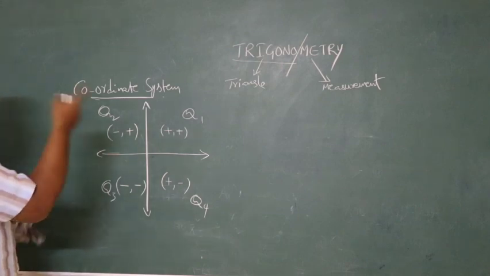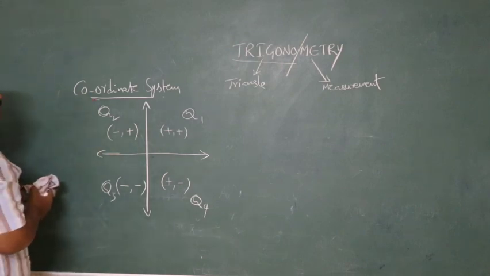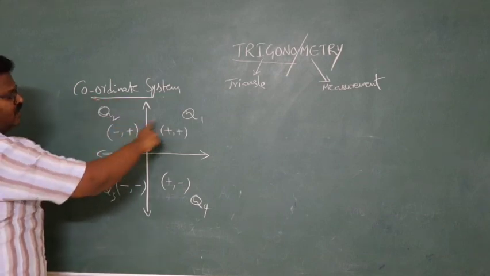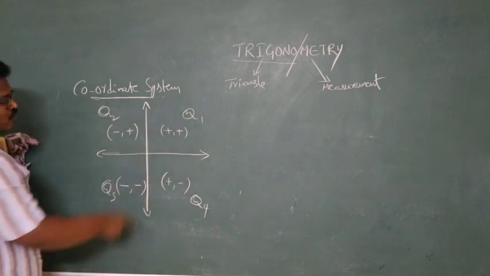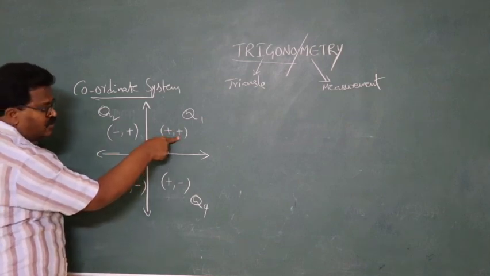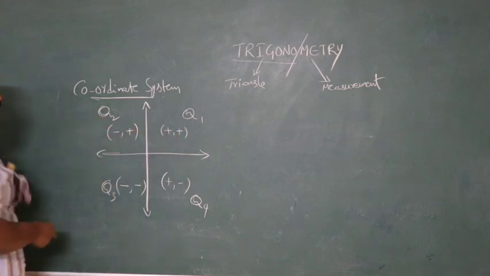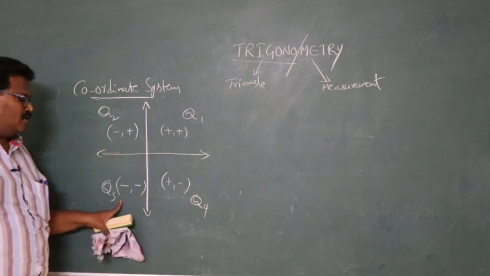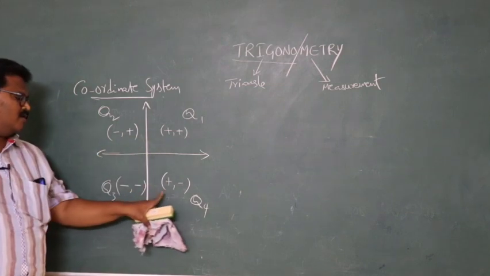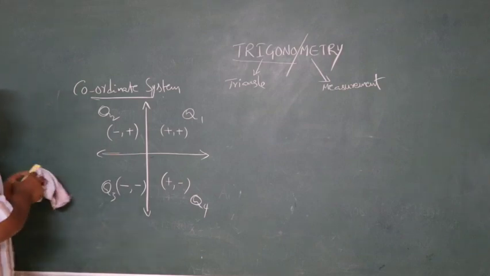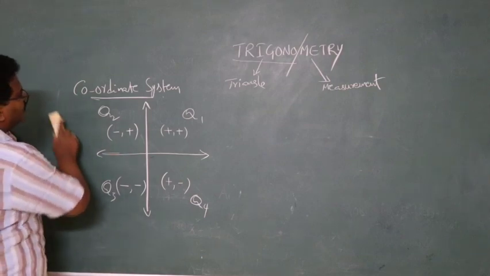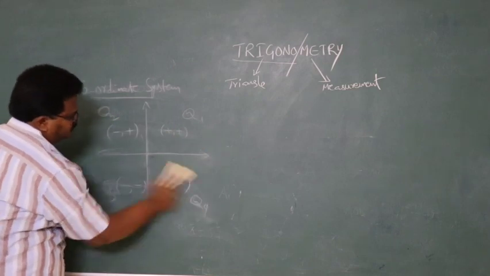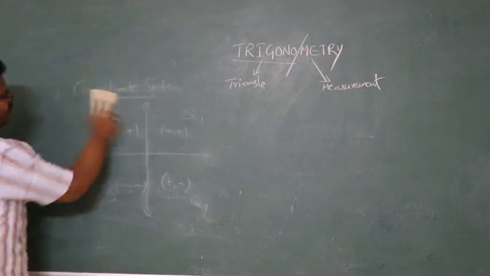We use this also in discussing the trigonometric ratios. So the coordinate system basically divides the plane into 4 quadrants. In the first quadrant both are positive, in the second quadrant x is negative and y is positive, in the third quadrant both the x coordinate and y coordinate are negative, and in the fourth quadrant x is positive and y is negative. This is about the coordinate system. So these are the basics.